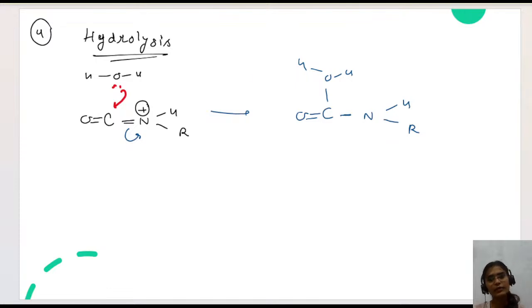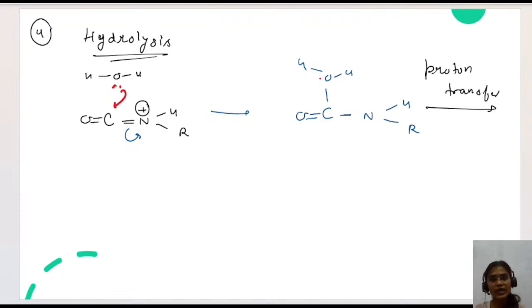Let's see the next step, again the proton transfer simply. Proton transfer. So let's see how the proton transfer works. Let me just write it fairly. So again, there is a proton transfer, or you can say an exchange, simply there.